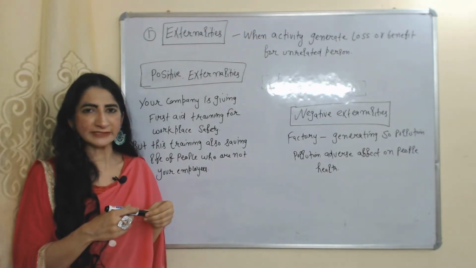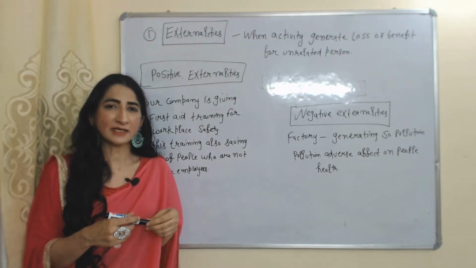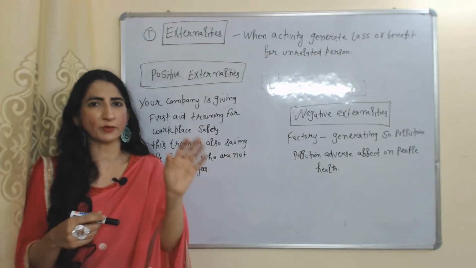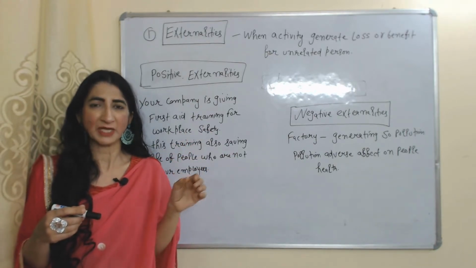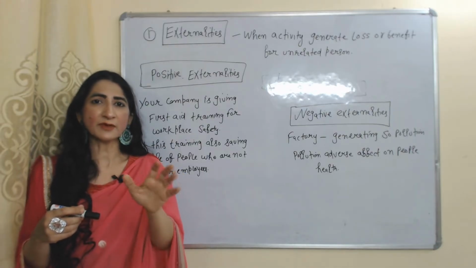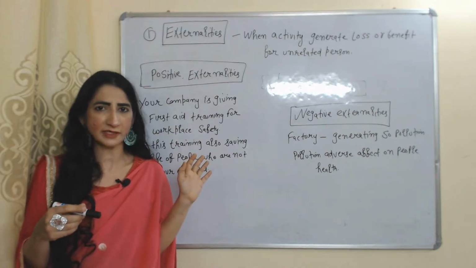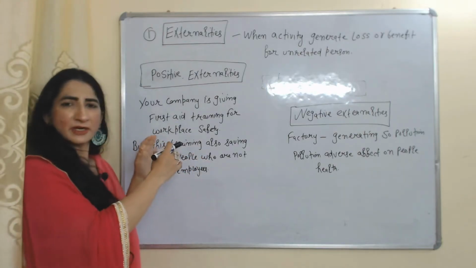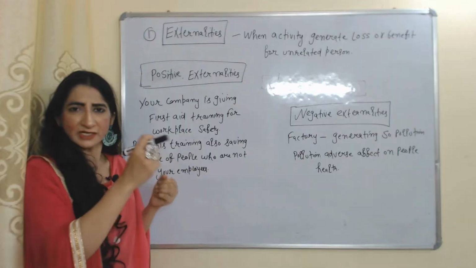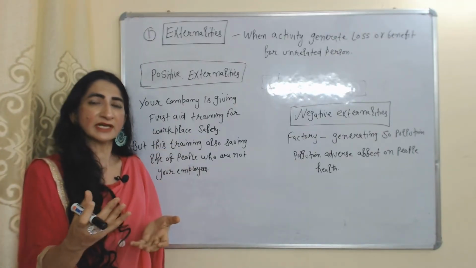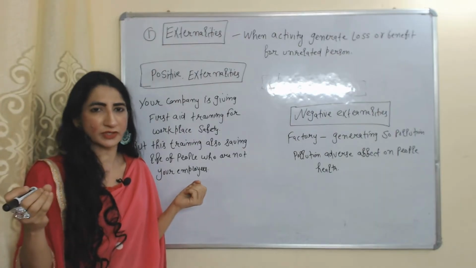First of all, we will see externalities. Externalities means when your activity generates loss or profit for an unrelated person. For example, your company is giving first aid training for workplace safety. This training is also saving the lives of people who are not your employees.